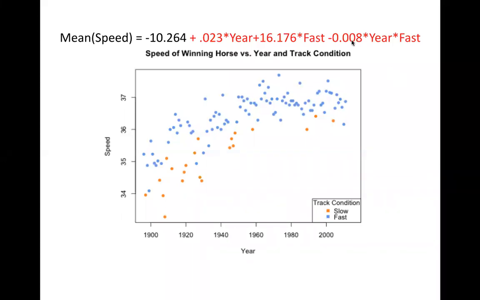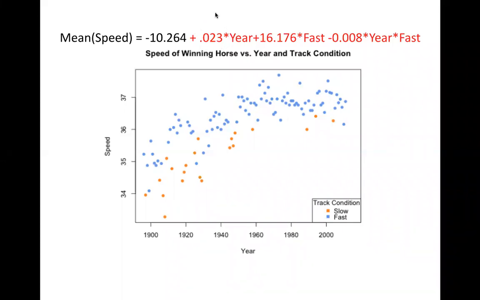Well, one thing I notice is that the coefficient for the interaction when I fit this model is very close to 0, right? Which tells me that maybe that interaction isn't there. In other words, maybe I have two parallel lines, pretty much. Maybe speed increases with year for slow and increases with year for fast. And maybe those two lines have the same slope, right? Which would be this line.